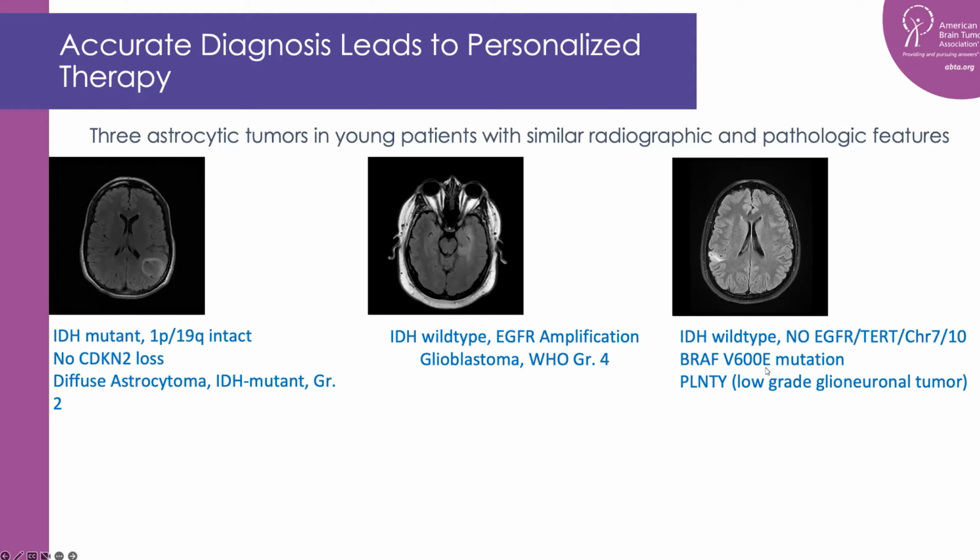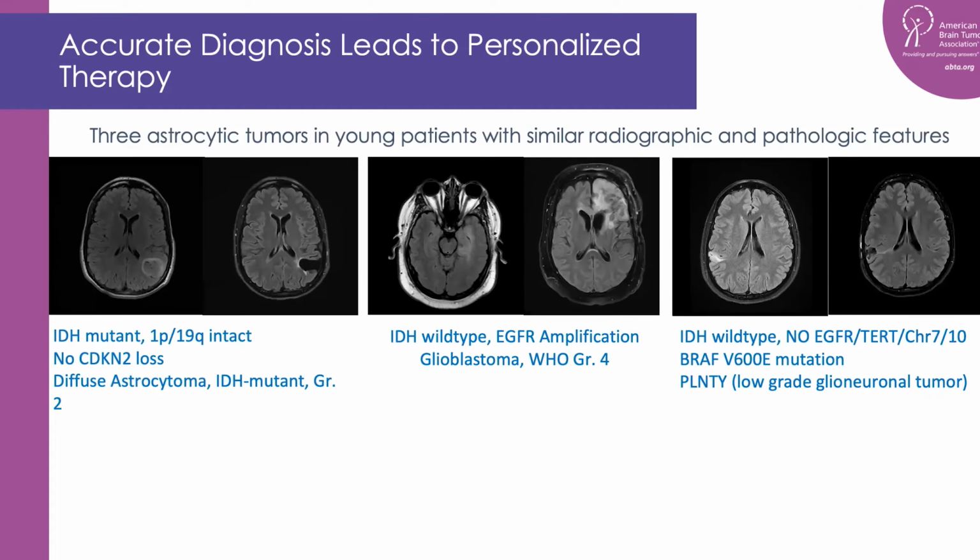And it's this rare entity called plenty. So even though the tumors looked similar on imaging, the initial pathology was similar, the molecular alterations really allow us to define these as very different tumors, and they have different treatments and different outcomes. So this patient had resection, initially wasn't treated with anything, then there was a little bit of recurrence and got treated with radiation and temozolomide, and has done very well over a number of years with no recurrence.